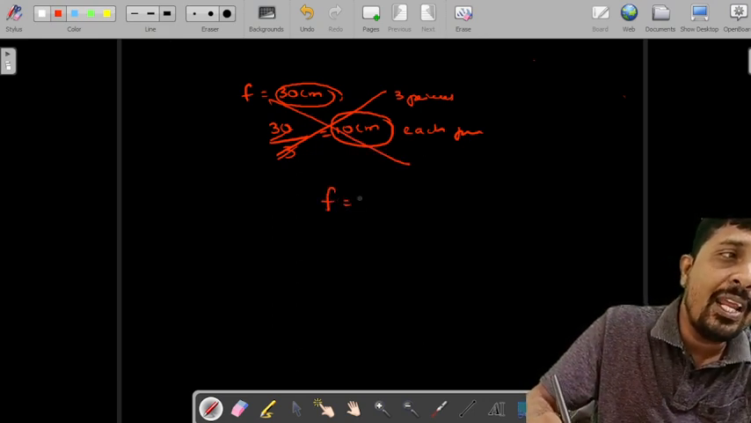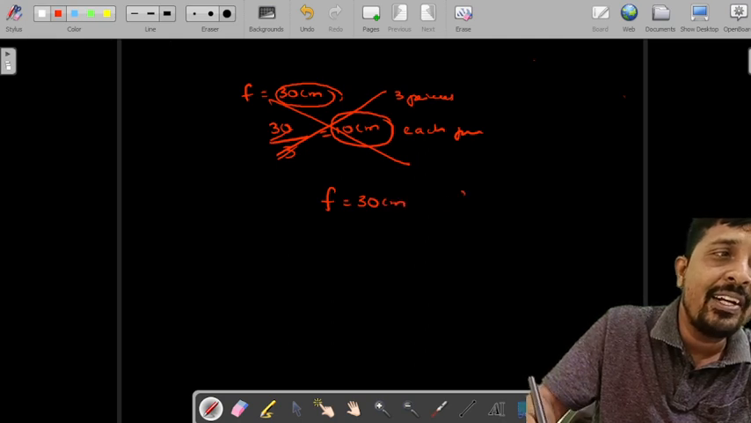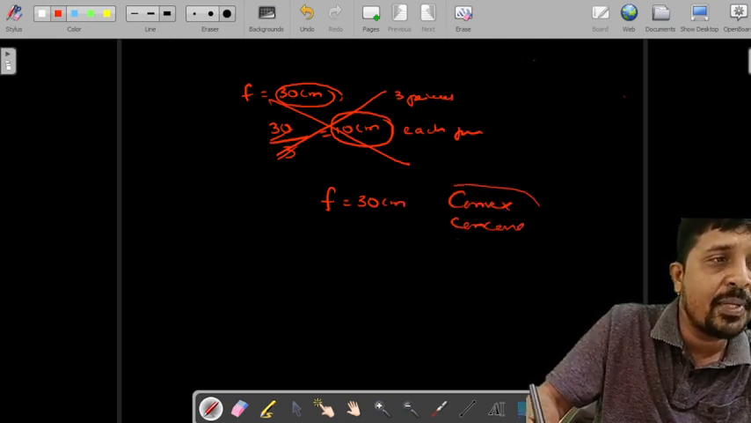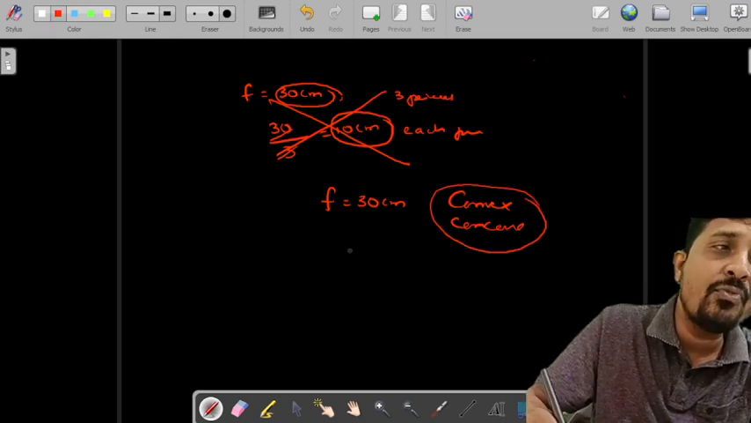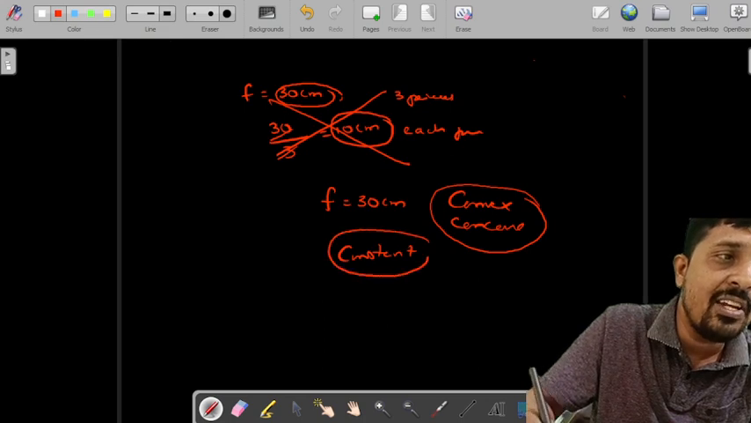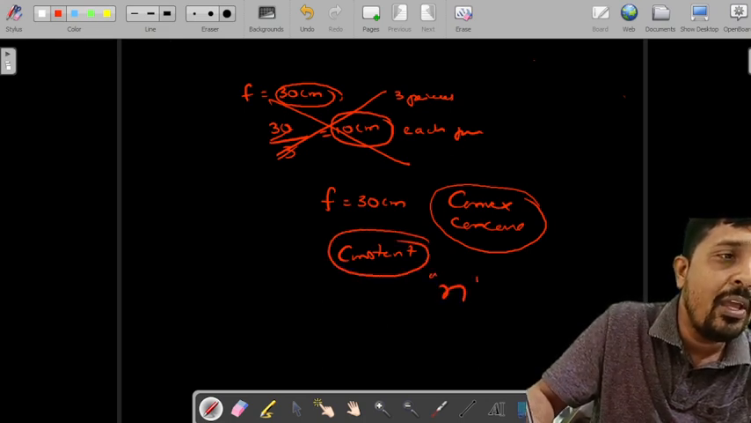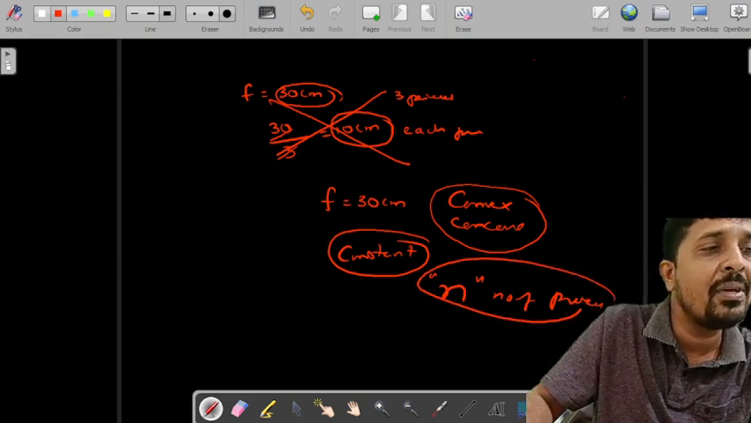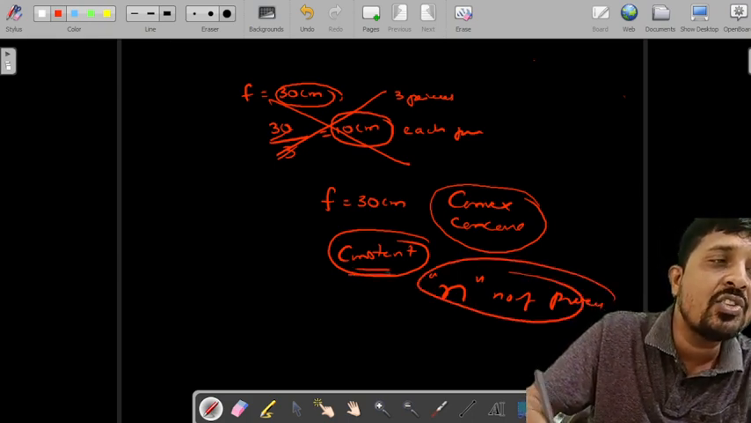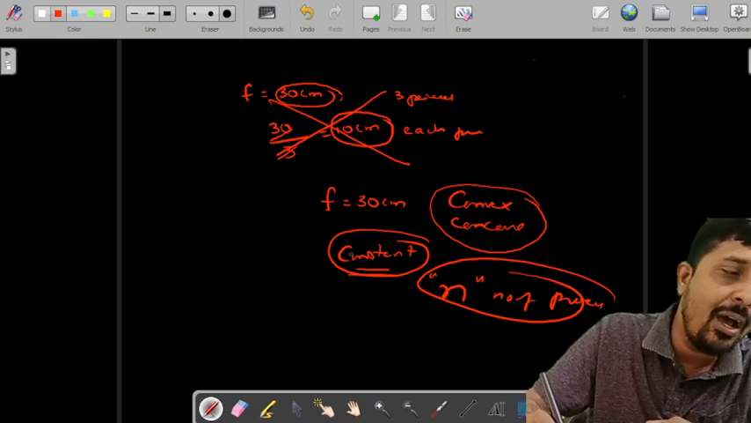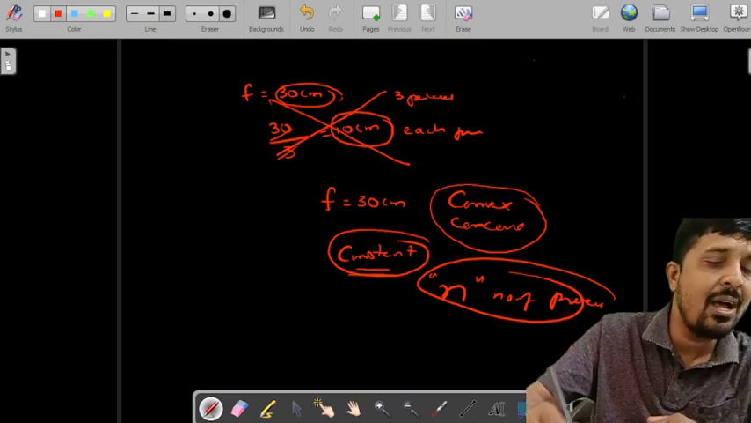Whatever the focal length of the mirror is, whether it is convex or concave, irrespective of the type of mirror, its focal length remains constant even if it is broken into n number of pieces. Even if it is broken into n number of pieces, its focal length does not change. So what is the answer? Its focal length remains constant, or 30 centimeters only is the answer.